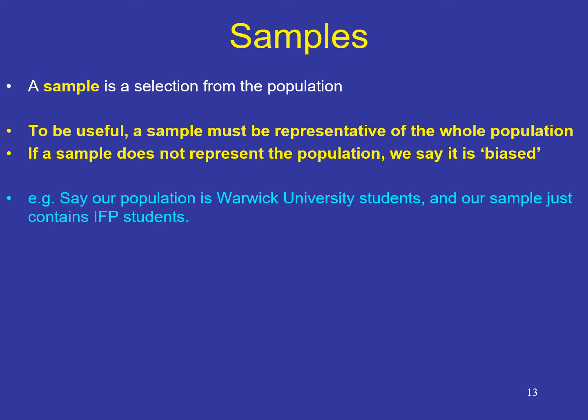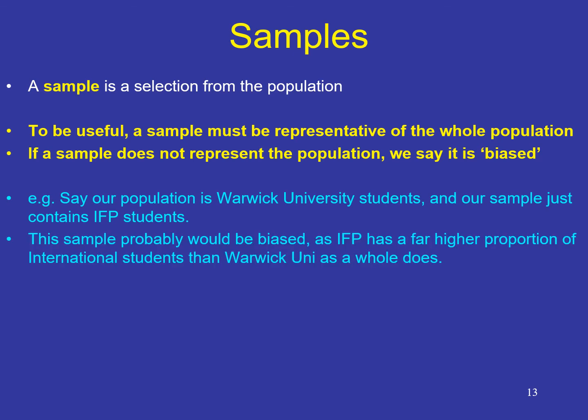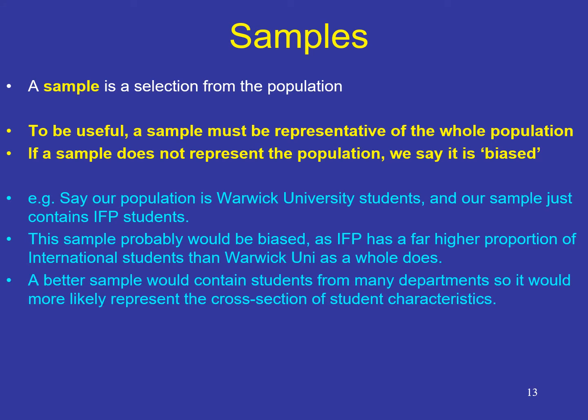So say our population is Warwick University students, and our sample just contains IFP students. Now the sample probably would be biased, as IFP has a far higher proportion of international students than Warwick University as a whole does. A better sample would contain students from many departments, so it would more likely represent the cross-section of student characteristics.